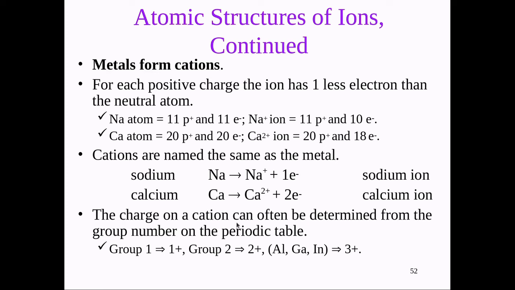The charge on a cation can often be determined from the group on the periodic table still. So group 1 is going to tend to form a 1 plus. Group 2 is going to tend to form a 2 plus. Aluminum, gallium, indium is going to be 3 plus. You'll note that as you go down that group, the reason that we're making these specific is that once you get to indium, you start to get into the metalloids. It's got that step down thing on the periodic table, so things get a little murky further down that group. But these 3 in that group, the top 3, you're going to tend to see a 3 plus.